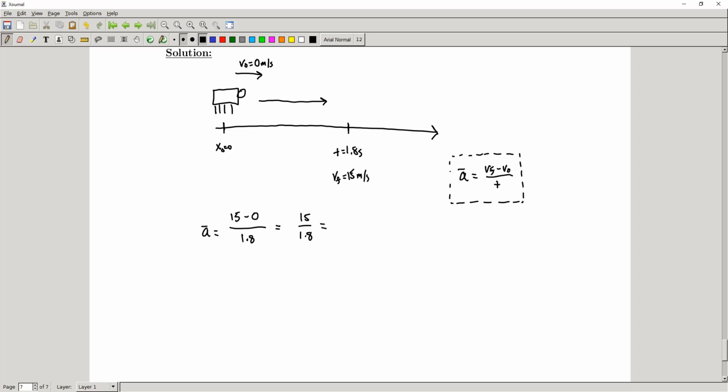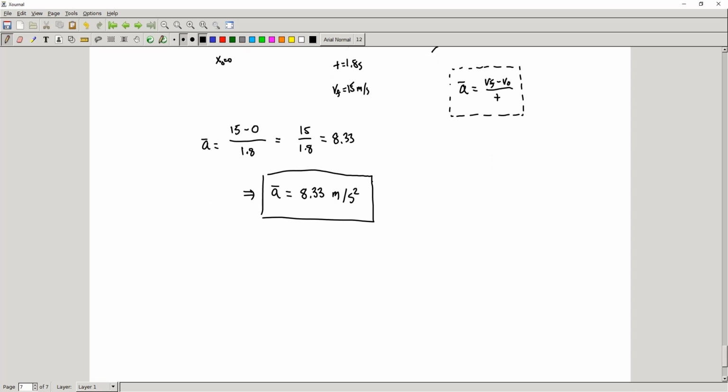And I think I've done that over here. Yes, that works out to be 8.33. And so we want to write our final answer with units on it. And so that's going to give us 8.33 meters per second squared. Okay? Box the final answer. And that's just a quick example of how we would use average acceleration. Okay, and that's going to conclude our first video on algebraic kinematics in one dimension for this series.